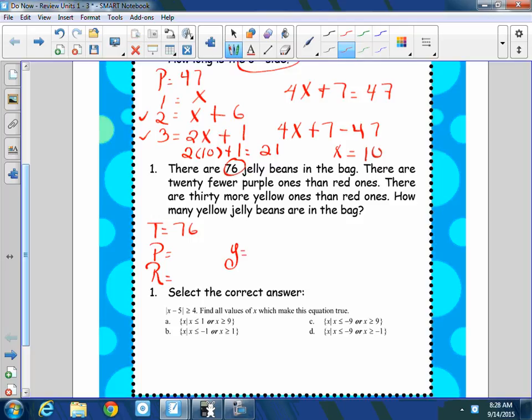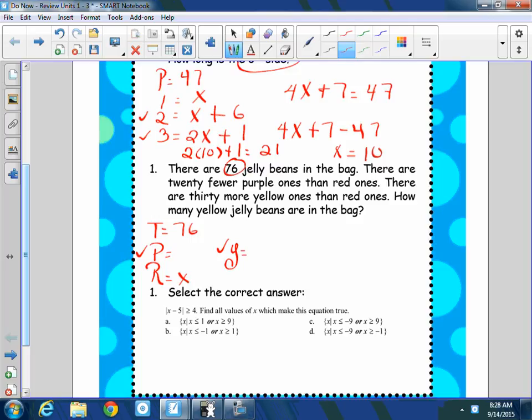All right, so I'm going to go back. There are 20 fewer purple ones than red ones, so that means I have information about purple. There are 30 more yellow ones than red ones. That means I have information about yellow, so which one is my X? Red. Red. Very good.